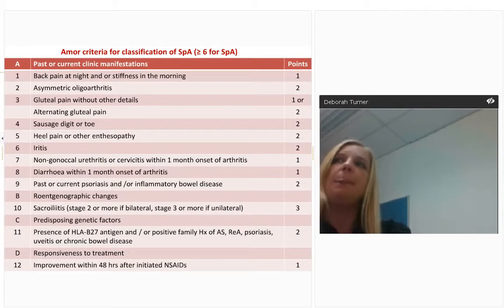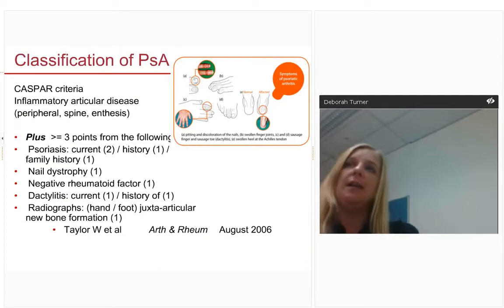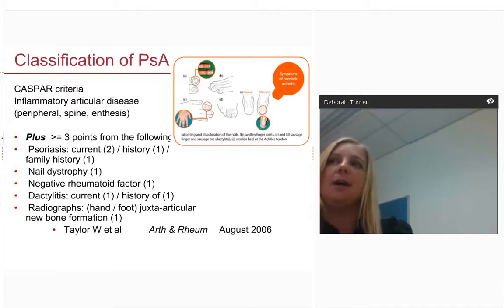What we also need to consider, which generally people are quite poor at picking up in clinical practice, is the presence of psoriatic arthritis. And in terms of looking at these, 3 or more, if you have someone presenting with what appears to be articular disease or enthesitis combined with a family history of psoriasis, nail dystrophy, dactylitis.